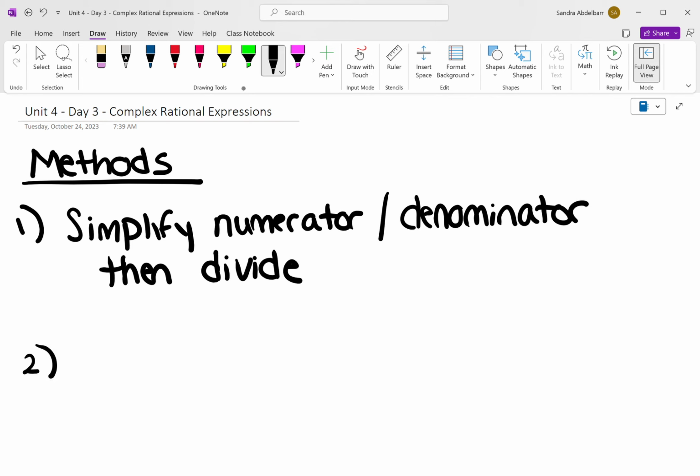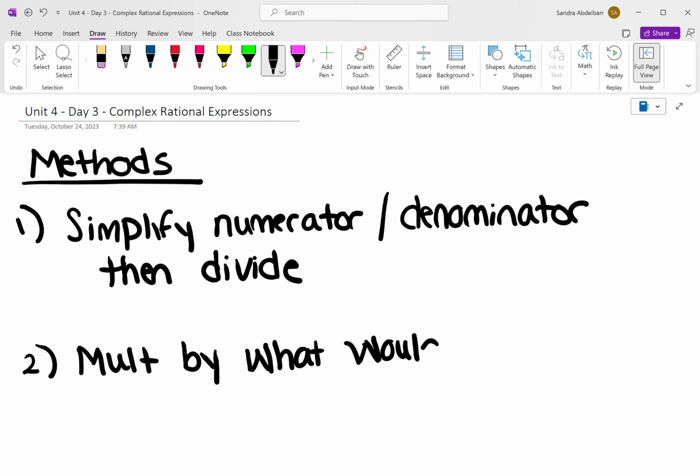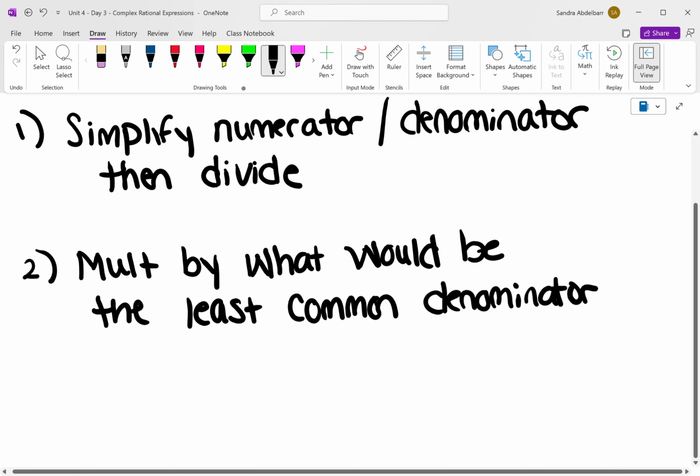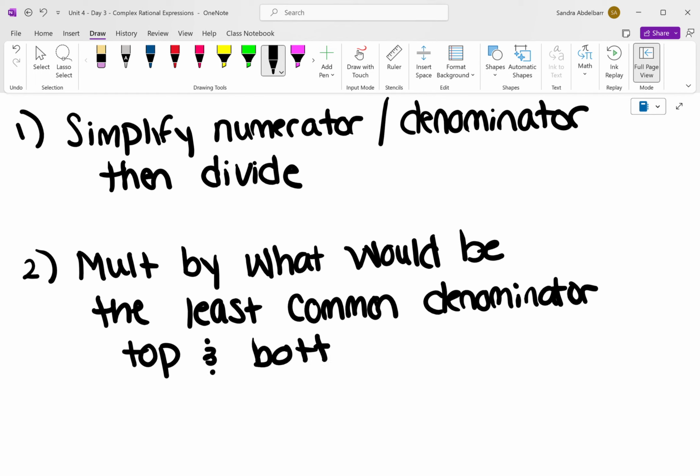And the second method is multiply by what would be the least common denominator, top and bottom. And you'll understand what I mean once I do a problem.